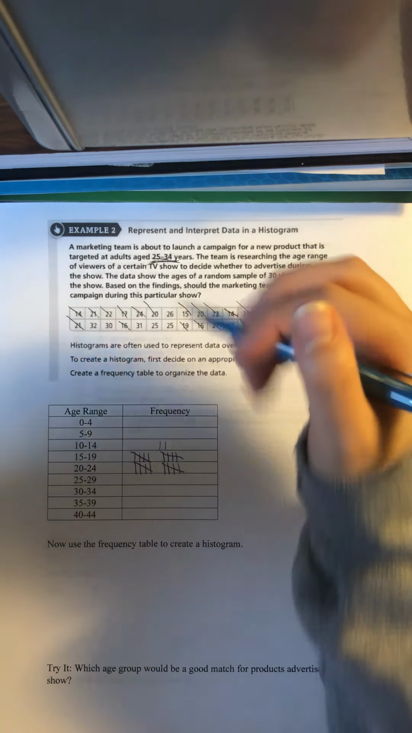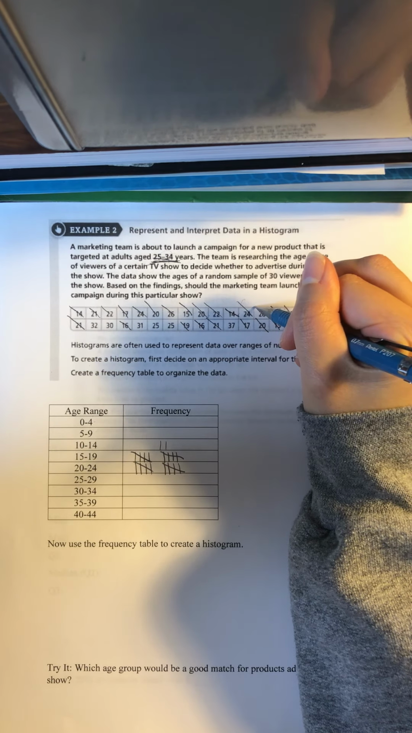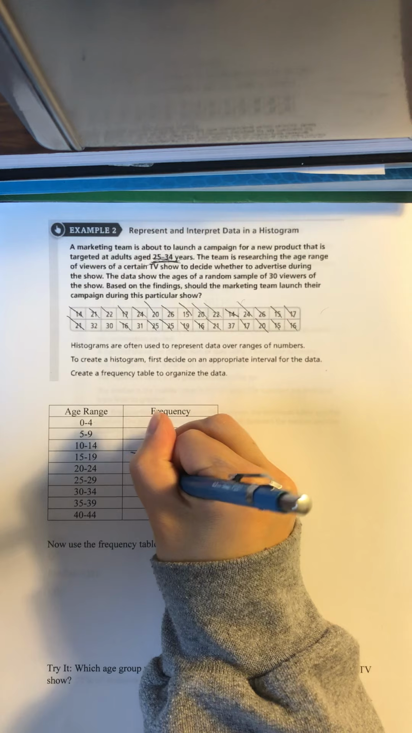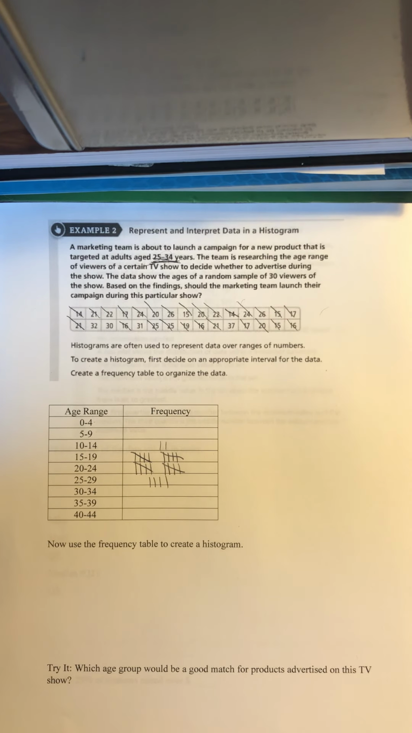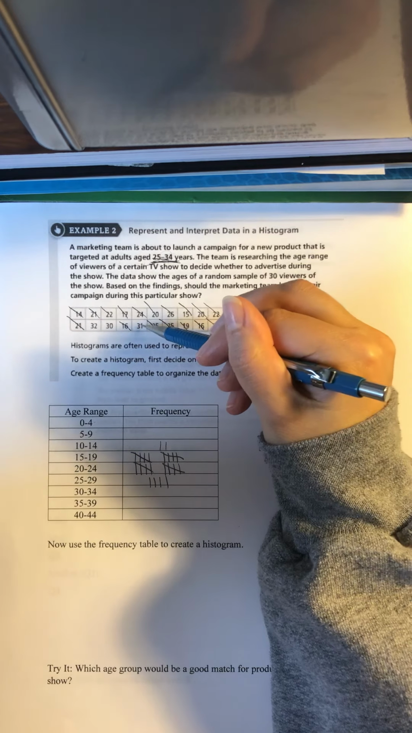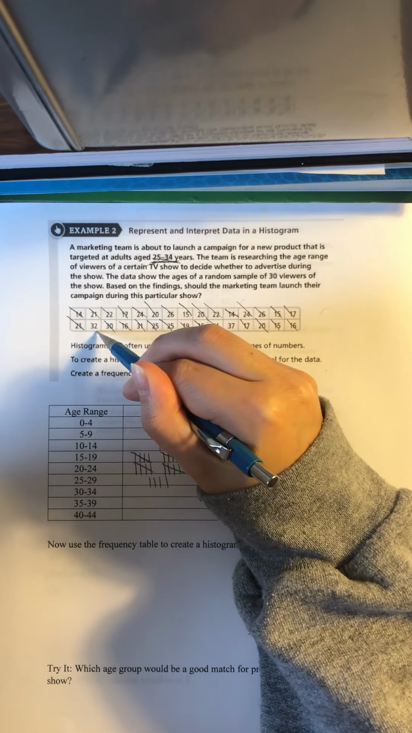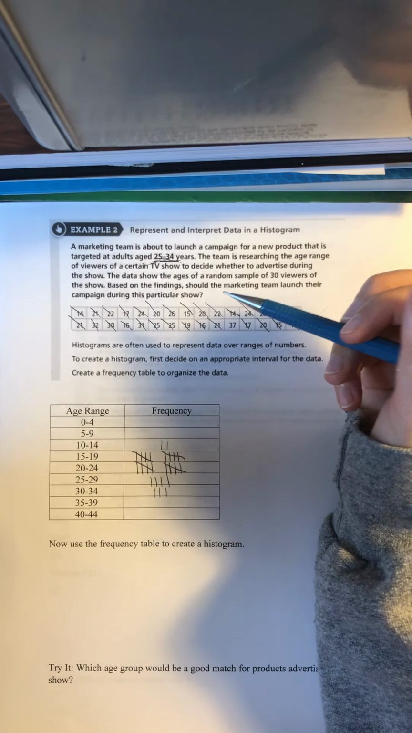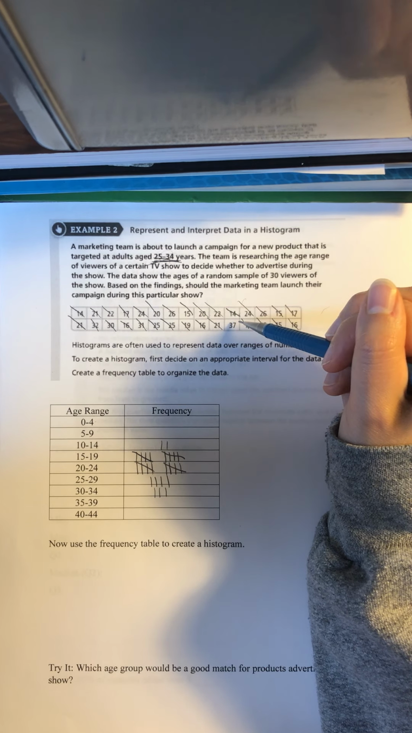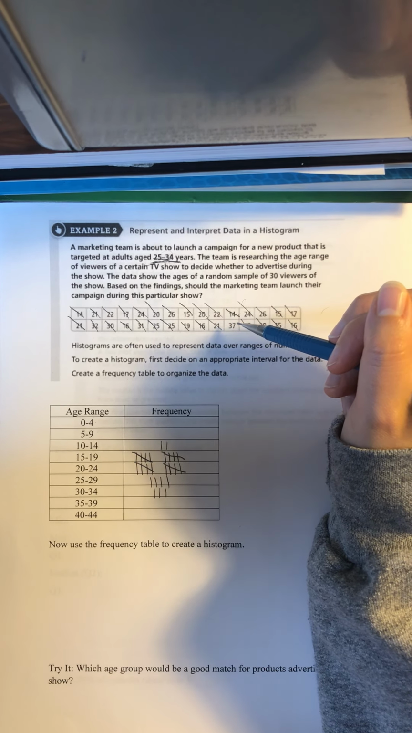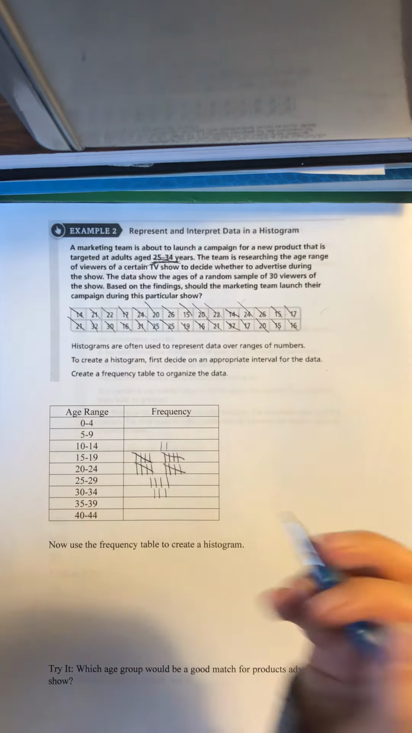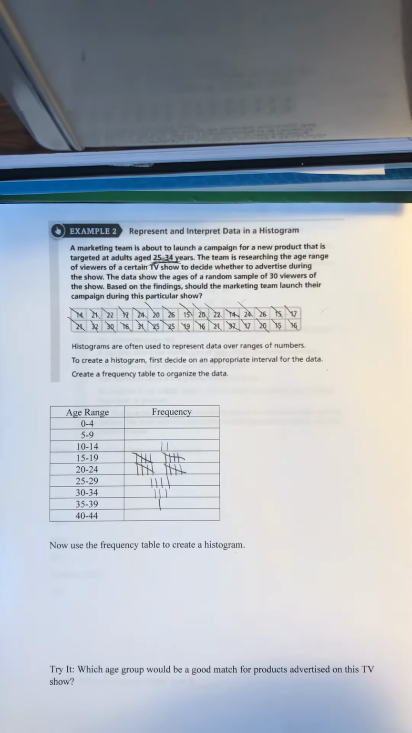And then 25 to 29, there's 1, 2, 3, 4, and that's it. And then 30 to 34, there's 1, 2, 3, and then 35 to 39, oh, here it is. I'm like, where is it? I knew there was one. Okay, there's one. And there's nobody from 40 to 44. So that's what I'm talking about. This is a tedious lesson. You've got to be careful.